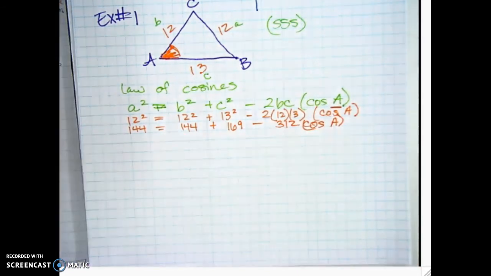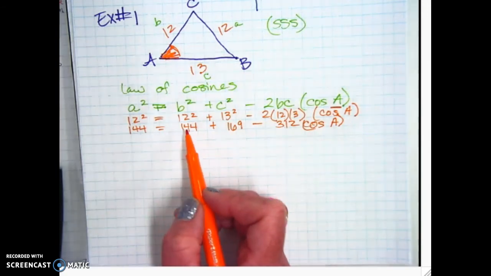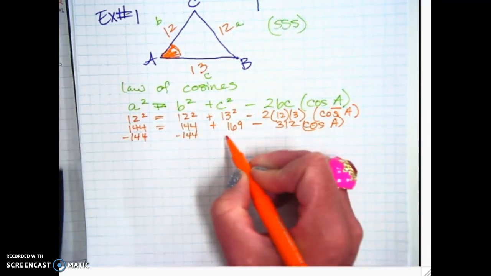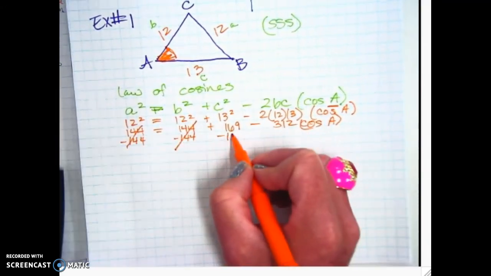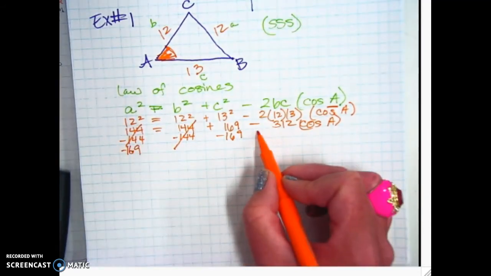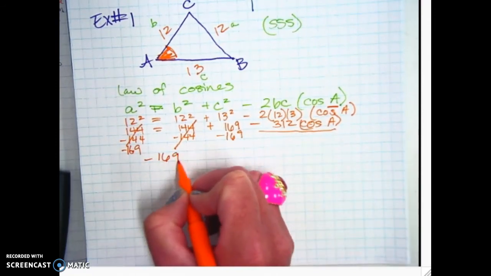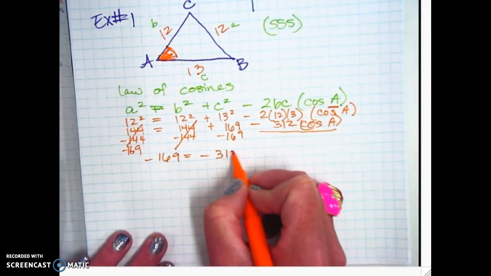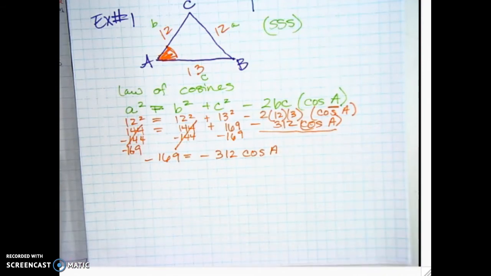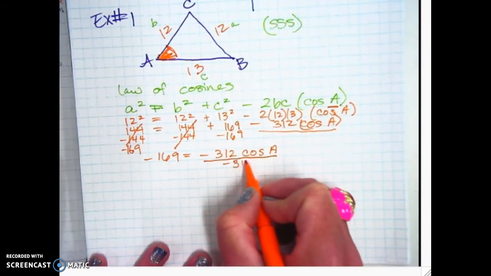So let's combine these two right here. Or, I can see that I've got 144 on both sides. I'm just going to subtract 144 from both sides, which cancels those. I'm also going to subtract the 169. So that leaves me with all this. That'll get me to solve for cosine of A. So negative 169 equals negative 312 times the cosine of A. My voice is getting scratchier as I go on. Okay, so we're going to divide both sides by negative 312.